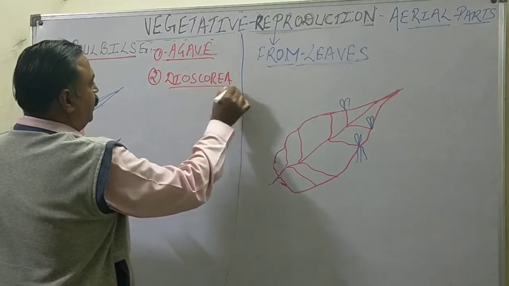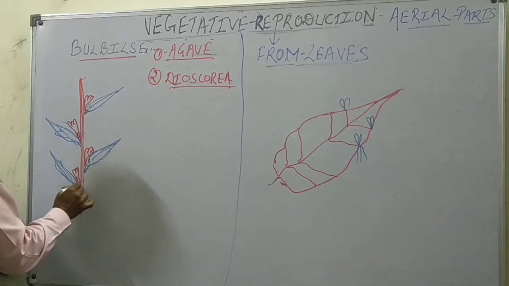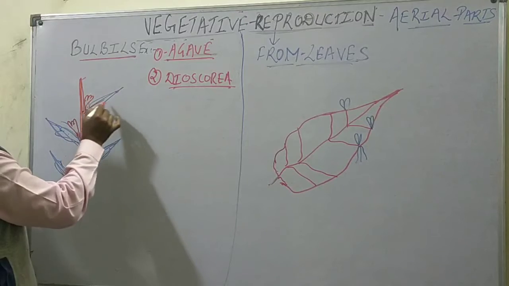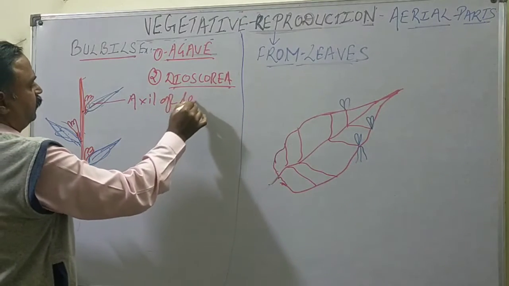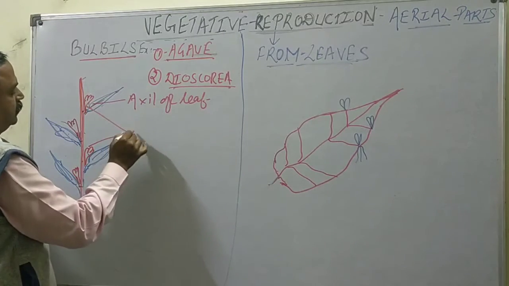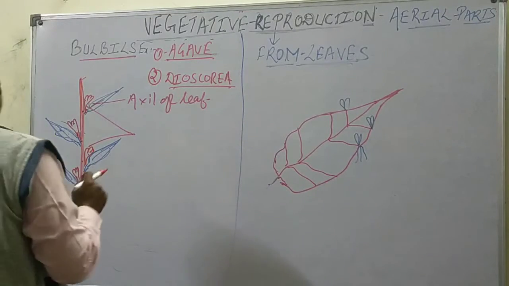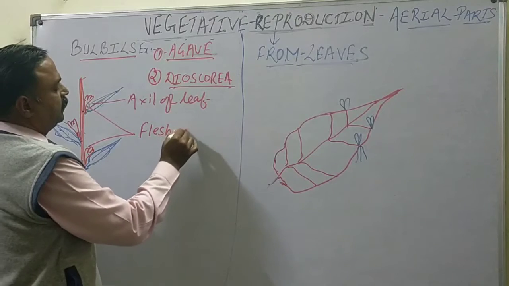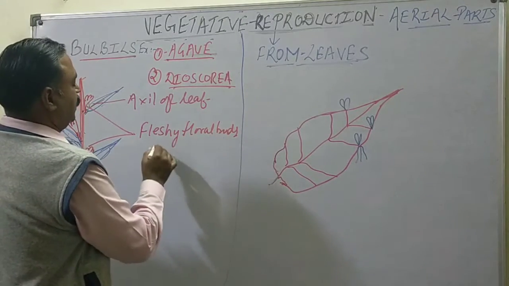In this plant, children, what happens? This is the stem and these are the nodes, but from the axil of the leaf, here, thick fleshy buds develop. Fleshy floral buds. These are bulbils.